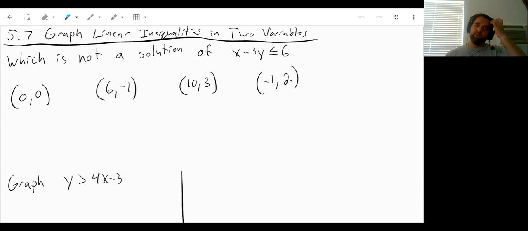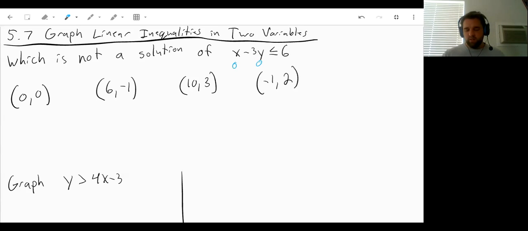Welcome to section 5.7, graph linear inequalities in two variables. Now, some of the questions you might be asked to solve is it will give you an equation, an inequality, and will ask you which is or is not a solution of that. So all we have to do for this is plug in each of our points and see which works or does not work.